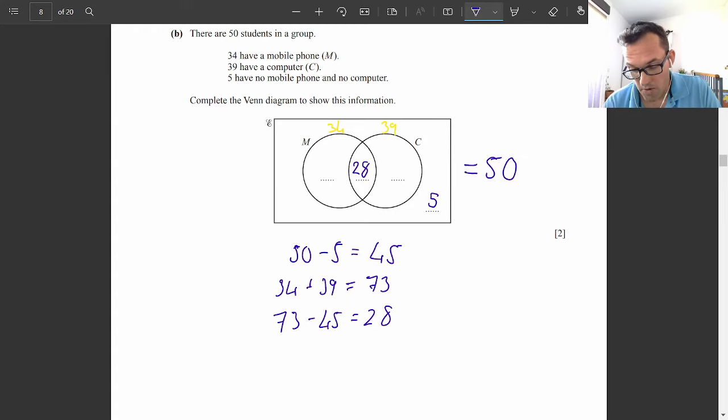Mobile phones should be 34. We already have 28 in that circle, so that means 6 goes over there. Computers should be 39. We already have 28 in there, so 39 minus 28 is 11, and that's what it should look like. Rub out your notes so there's no confusion. Double check: 6 plus 28 plus 11 plus 5 equals 50, so you know you got it right.